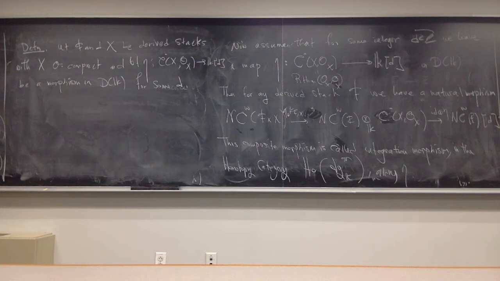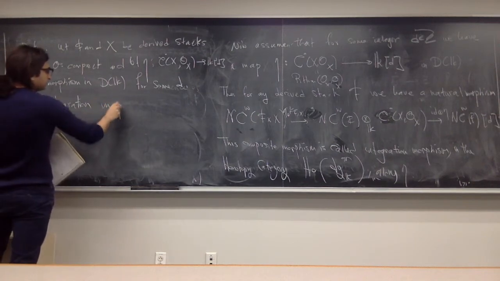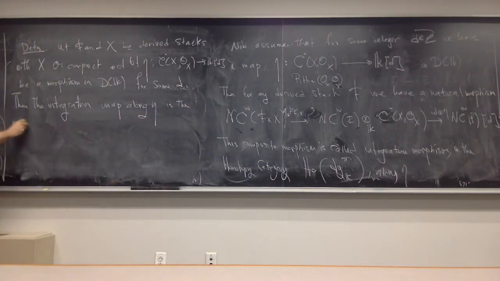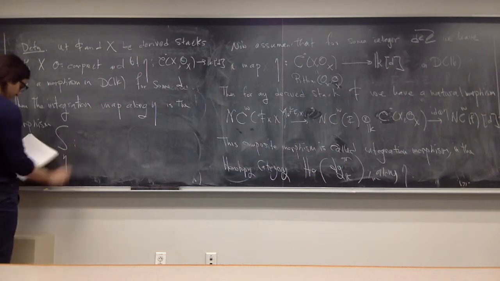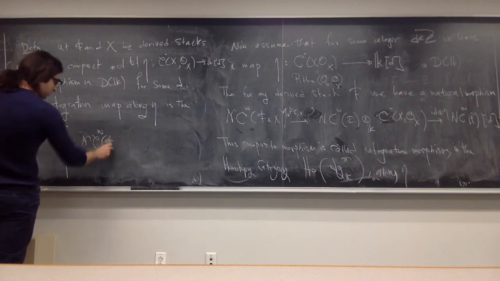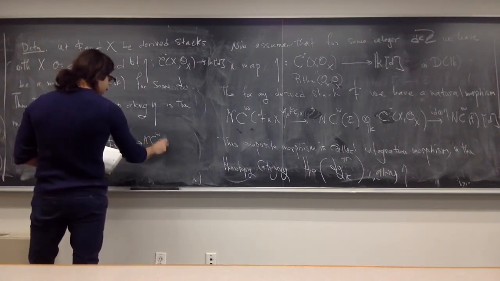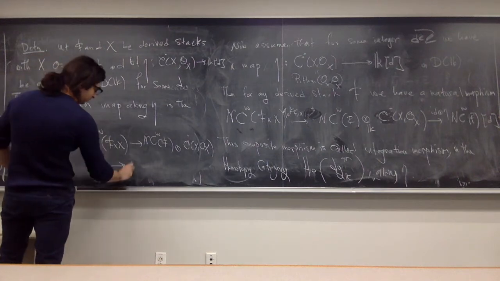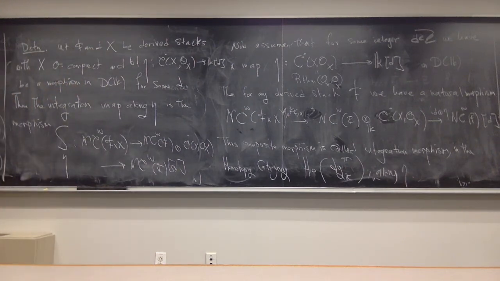Okay. All right, then the integration map along eta is the morphism, integration along eta, from the negative cyclic complex of F times X all the way to the negative cyclic complex of F times C·X over X, then composed with this map. This is the notion of integration along eta. Okay, so this is our definition.